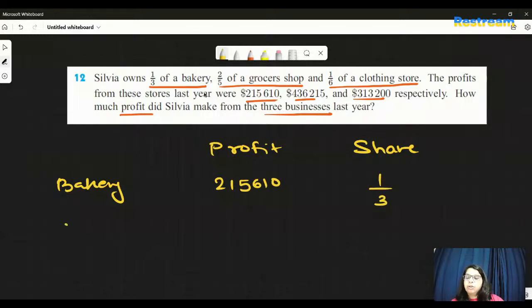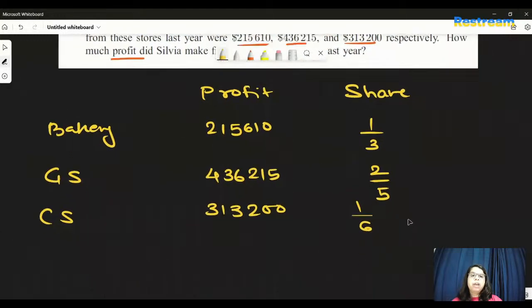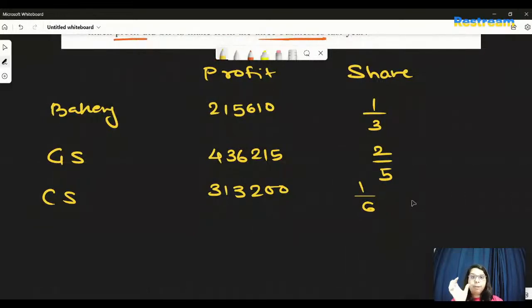Okay, then is grocer's shop. Profit is 436,215 and the share is 2 by 5. And the last one is the clothing store. The profit is 313,200 and the share is 1 by 6. Now we have to find what is her particular share of each profit.